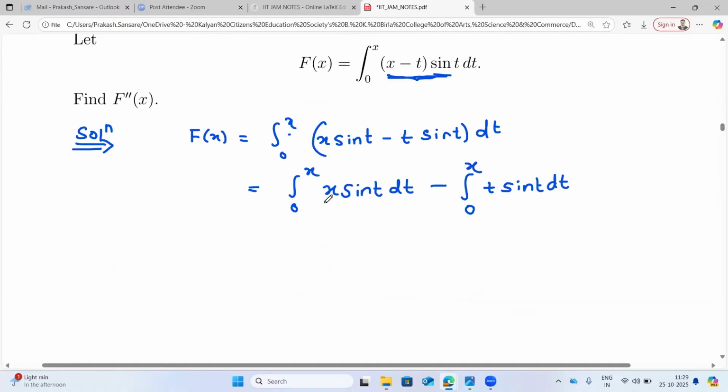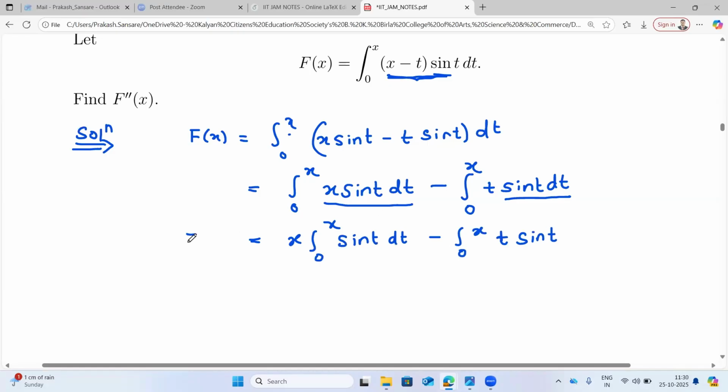Now here I am integrating with respect to t, so that should be remembered. The x is a parameter, so when I am integrating with respect to t, this x is a constant. So I may take this x outside. So this is x times integration 0 to x sine t dt minus integration 0 to x t sine t dt. Now I got this f of x.